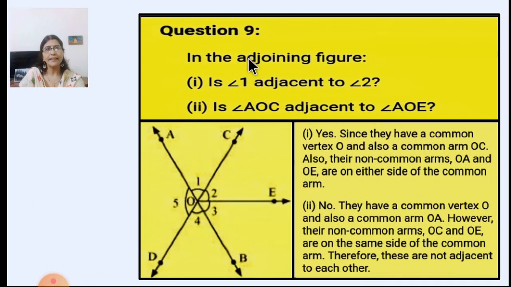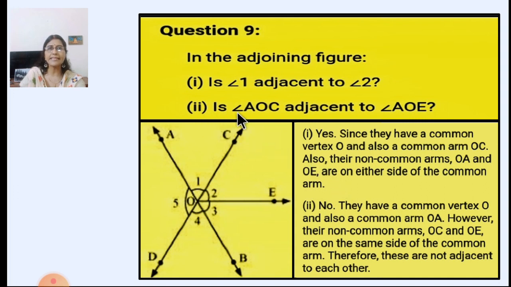Question number 9. In the adjoining figure, you can see this figure is there in your textbook also. When I am solving all this, when I am explaining to you, please keep your textbook open and try to understand. In the adjoining figure, is angle 1 adjacent to angle 2? We have to see whether these two are adjacent or not. Yes, since they have a common vertex O and also a common arm, OC, and the non-common arms OA and OE are on the other side of the common arm. So that's why they are adjacent to each other.